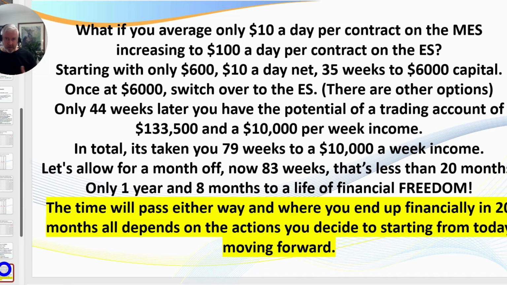Now you can break this down here, where what if you think, crumbs, I could never do that. What if I only go for $10 a day? If you go for $10 a day on the micro and then roll over when you've got $6,000 capital, then you go to a big contract, and instead of going for 320 or 330, whatever it was, you only go for $100 a day. You're there in 20 months, the same $10,000 a week income. That is the reality of this business.